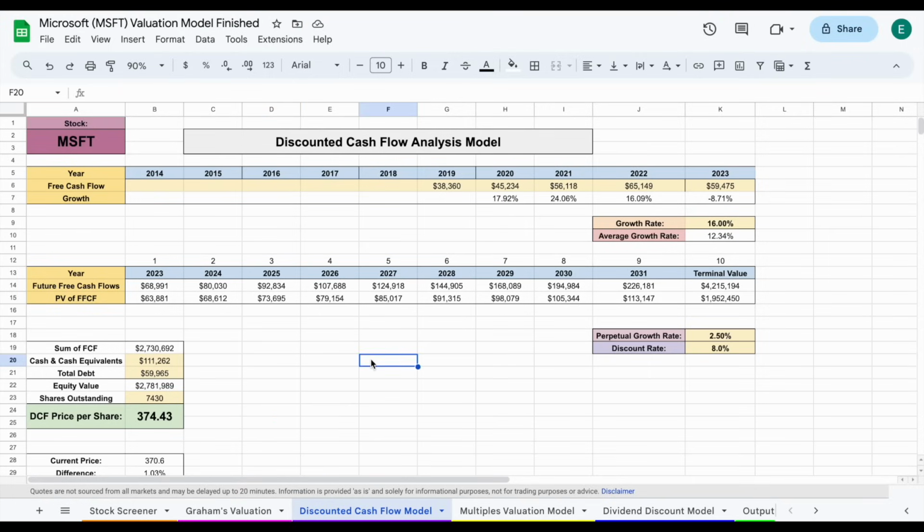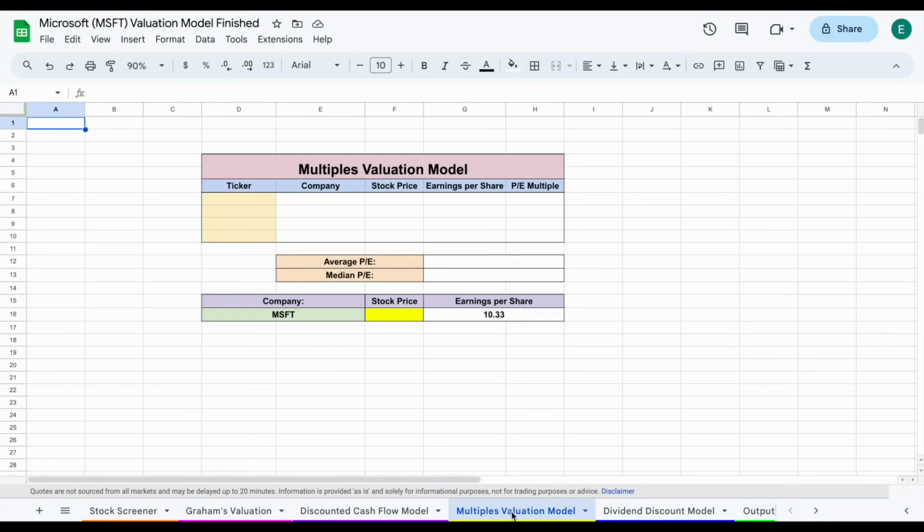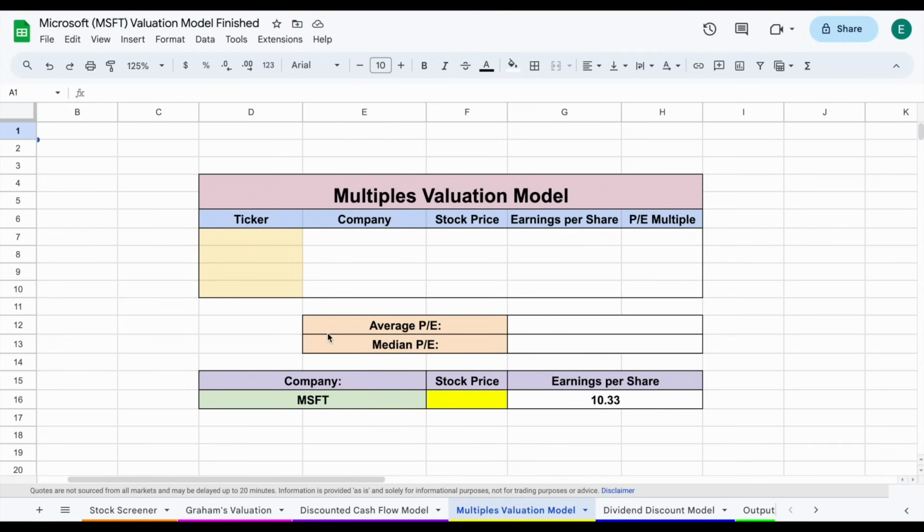Now we have two more valuations to go. They're quite a bit simpler than the discounted cash flow analysis, but still can be extremely effective depending on the scenario that you use them in. So let's jump over to our next valuation. What we're looking at now is our multiples valuation. You can tell there's not a whole lot going on here yet, but I'll explain exactly what is going on with this valuation.